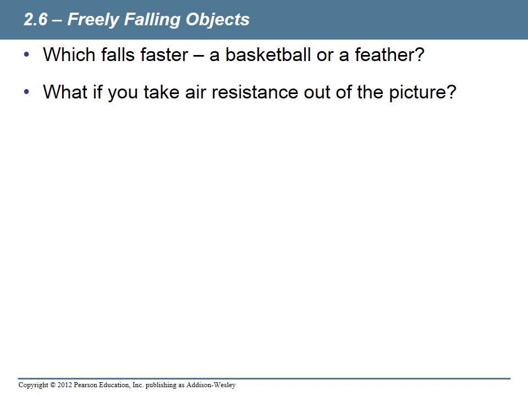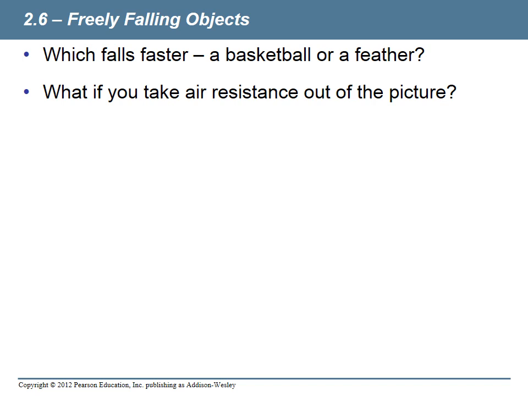But what if we take air resistance out of the picture? The reason the basketball actually falls faster is that air resistance slows the feather down more because it's lighter. So there's a frictional resistance, which we'll talk about much later. But if we take air resistance out of the picture and put them in a vacuum, a space void of any air whatsoever, then we would actually get the basketball and feather falling at exactly the same rate.